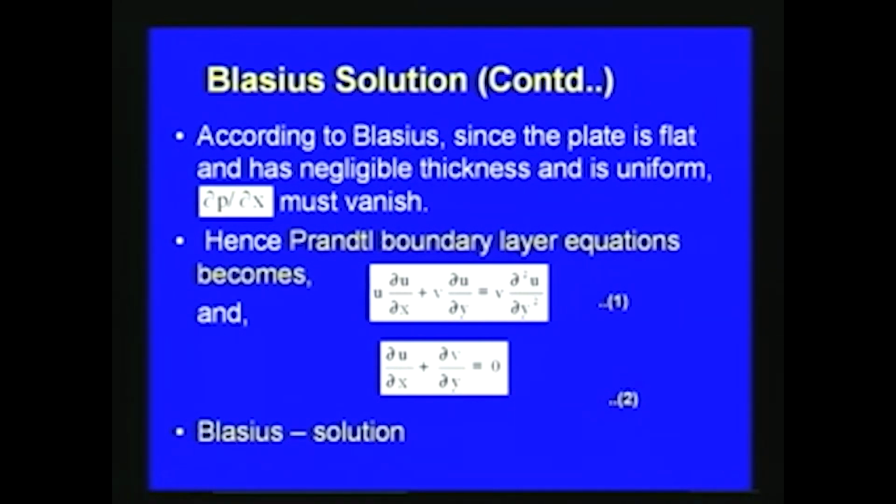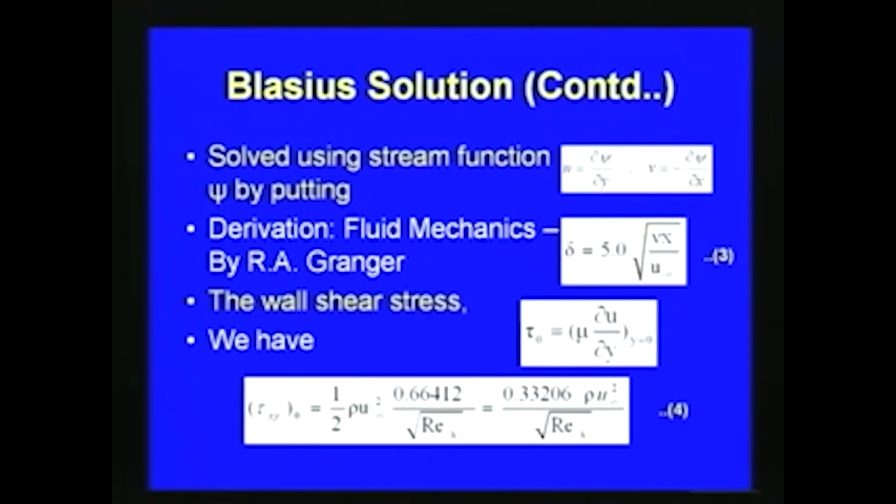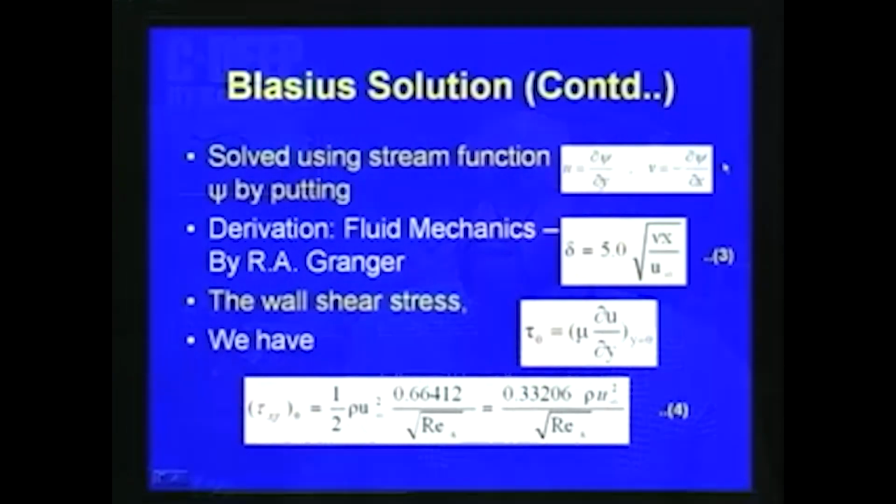So, he used these equations which we have seen here. Blasius approximated the Prandtl's boundary layer equations, and he tried to derive an analytical or approximate solution for Prandtl's modified equations. So, he used the stream function psi by putting u = ∂ψ/∂y and v = −∂ψ/∂x. So, he used the stream function approach here.